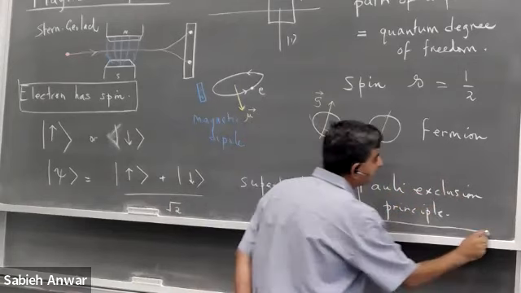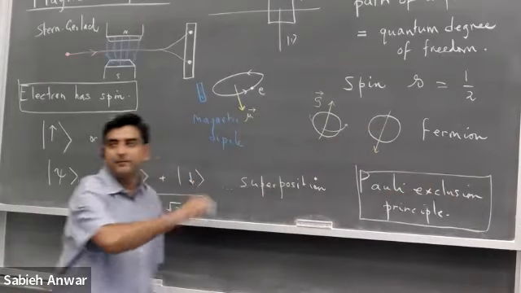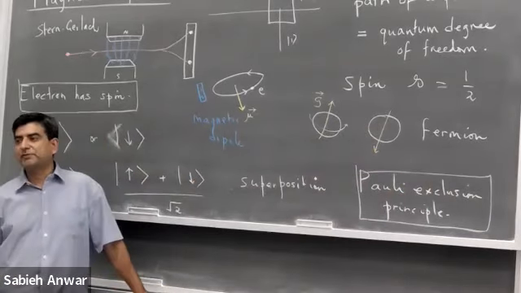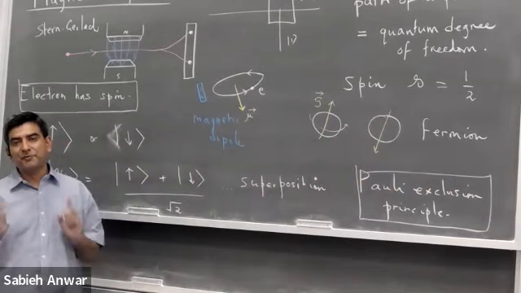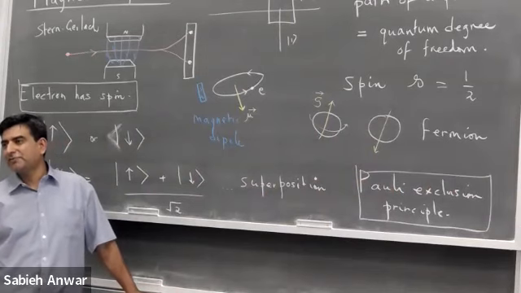Now, how does the Pauli exclusion principle come into the picture? In order to talk about the Pauli exclusion principle, we need to talk about two spins, at least two spins. All right.